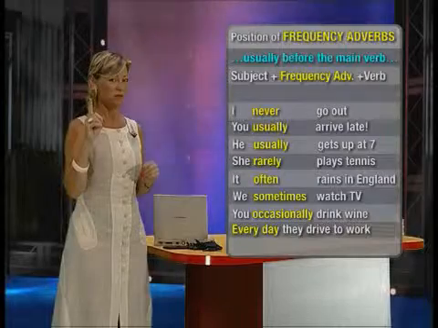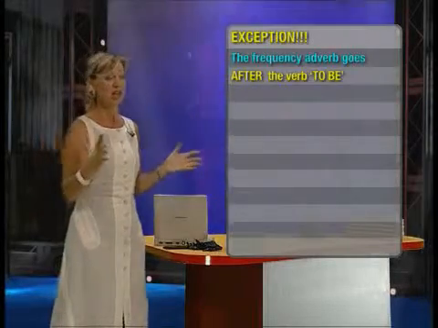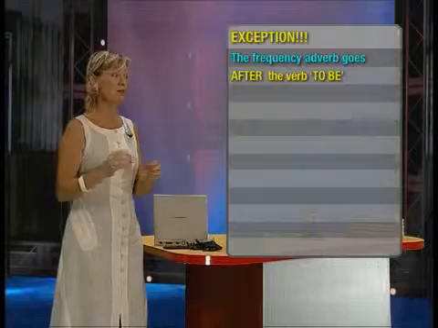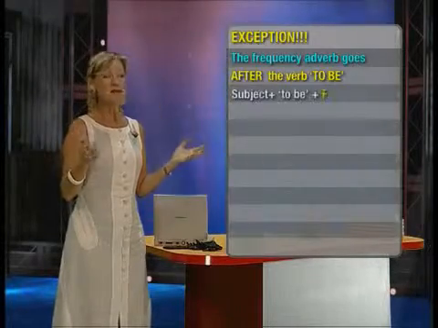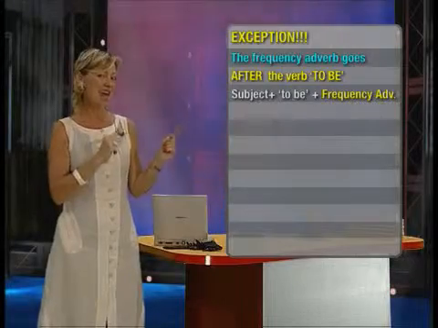Now, one problem. There is an exception to the rule, which is typical of the English language. And what is the exception? The exception is the verb to be. The verb to be is always an exception in English. Let's see how that works.